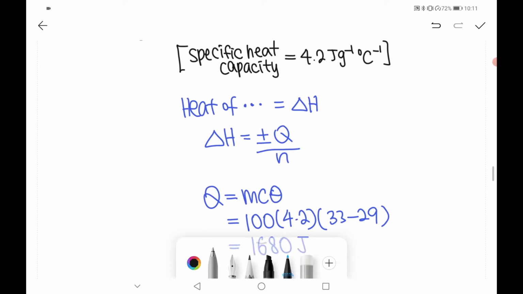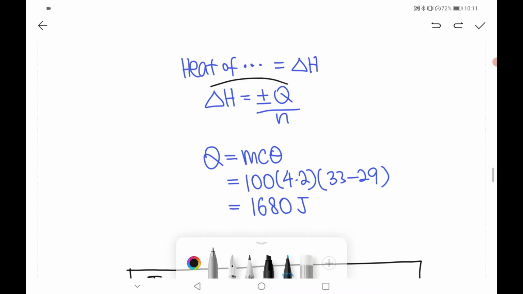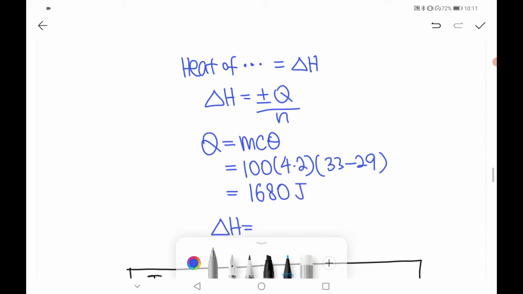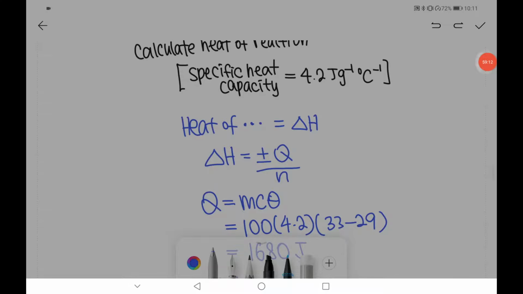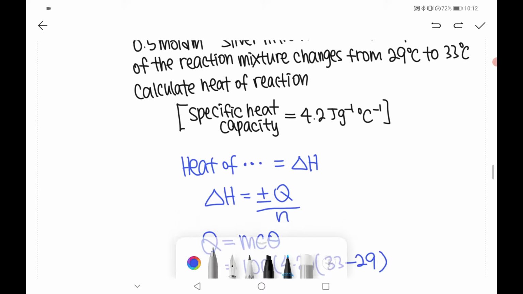Now that we already know the Q, we can put it into the formula. So we copy the formula again. Now for delta H, we substitute delta H equals plus minus. Should we use plus or minus? To decide, we must know whether the reaction is endothermic or exothermic. I repeat, to use plus or minus, you need to know if the reaction is endothermic or exothermic.